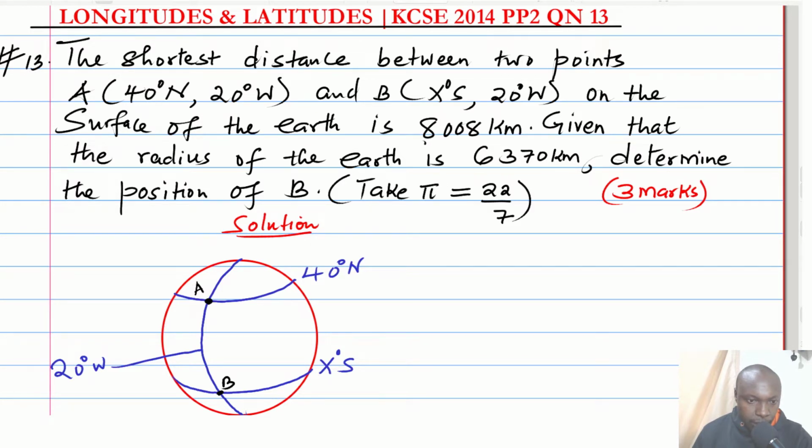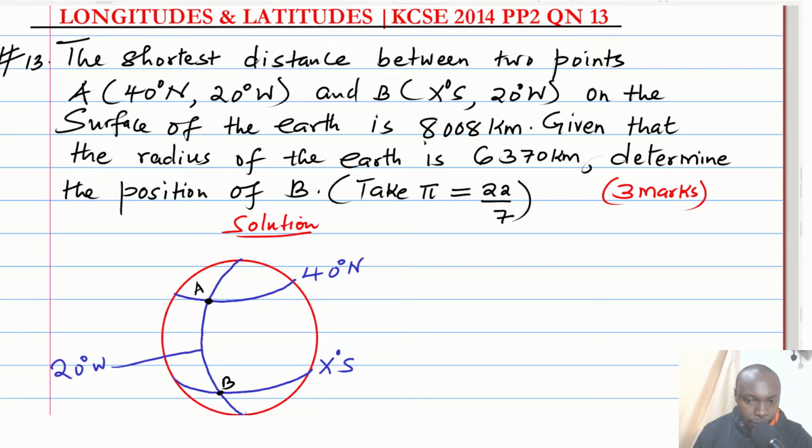So I have sketched the positions of A and B. A is lying on latitude 40 degrees north, longitude 20 degrees west, and B, we don't know where it lies in terms of the latitude, so x degrees south, but they're lying on the same longitude.